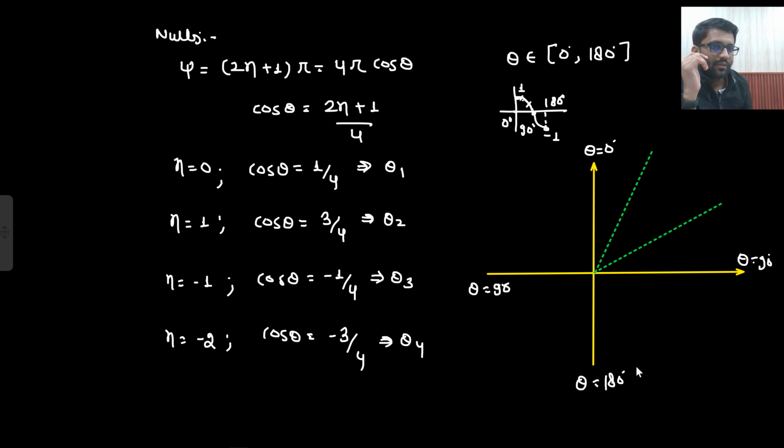Are you getting this point or not? So what will be this point? This will be theta 2. Why is it theta 2? Because 3 by 4 will be occurring for a lesser value of theta. So this will be theta 2 and this will be theta 1. Are you getting this point or not?